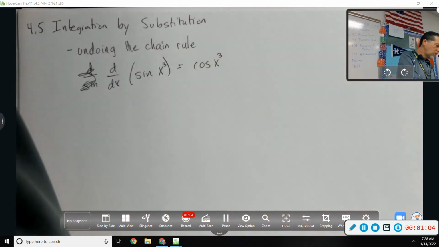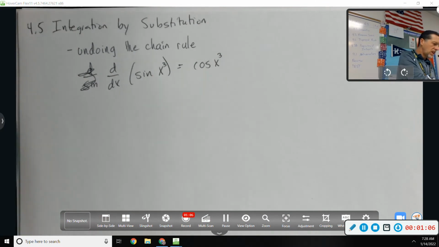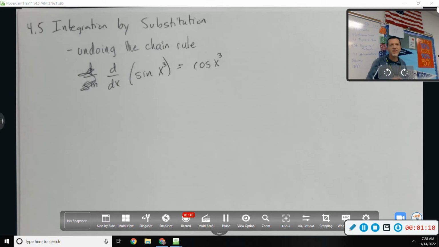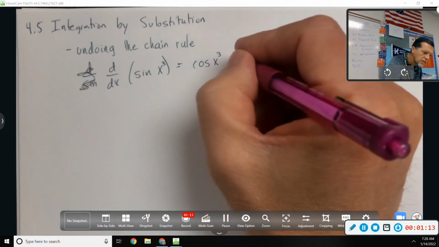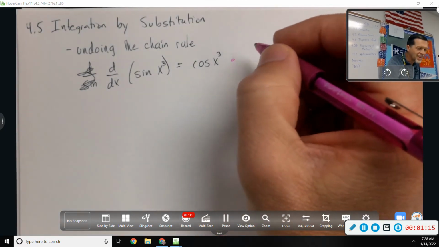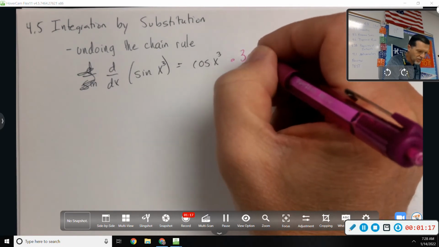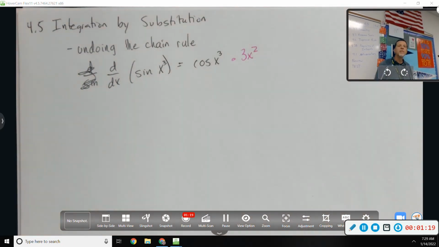But then what does the chain rule say? What's the rest of the answer? It's multiplied by 3x squared. Yeah. That's the chain rule.